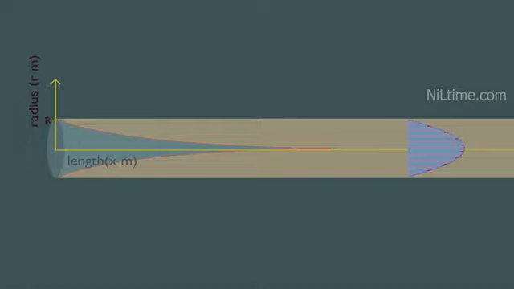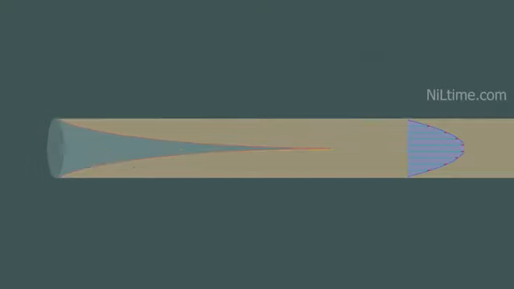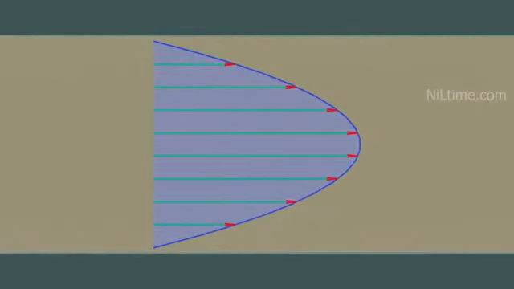That is pipe radius. The region from the pipe inlet to the point at which the velocity profile is fully developed is called the hydrodynamic entrance region, and the length of this region is called the hydrodynamic entry length. So as you can see, the velocity profile has different velocity along the radius of the pipe.